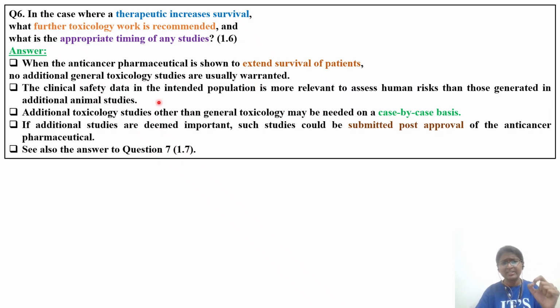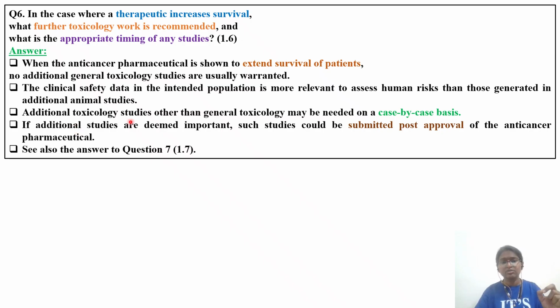The clinical safety data in the intended population is more relevant to assess human risk than those generated in animal studies. As I told you, already you are giving it to human beings, you have an ample amount of data, safety is established in the case of humans. So at this point, additional general toxicology studies in animals are not needed. That is what the agency is saying.